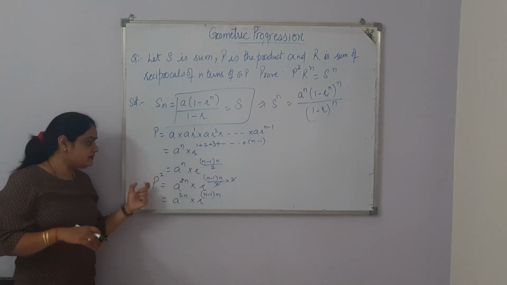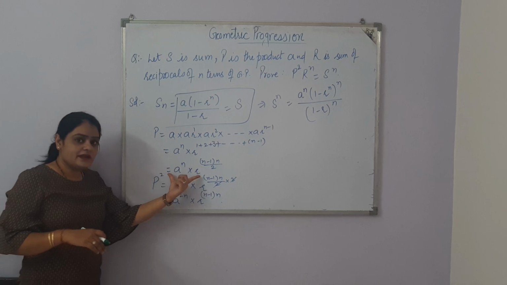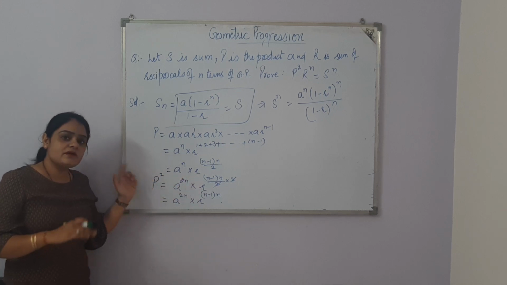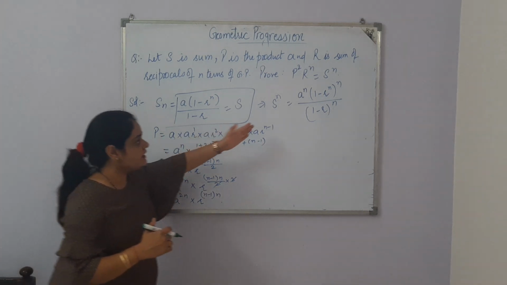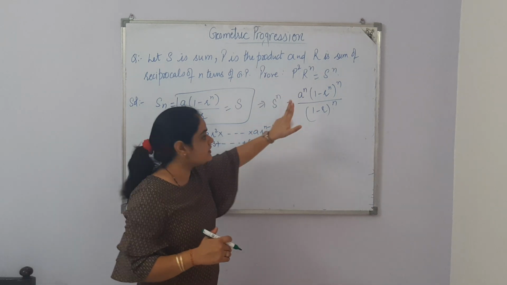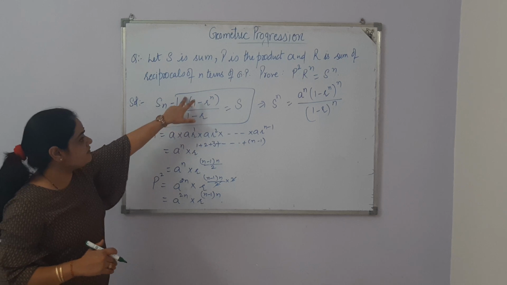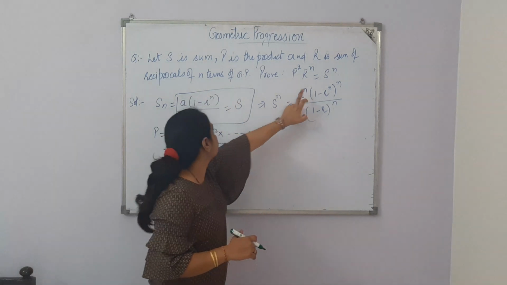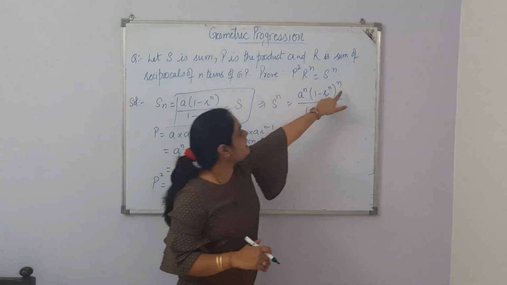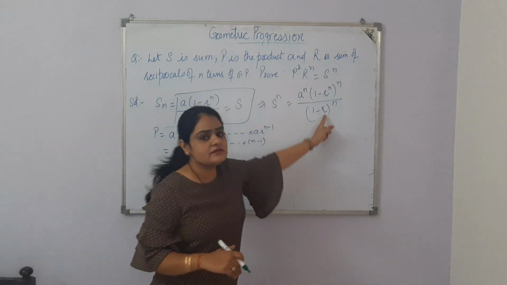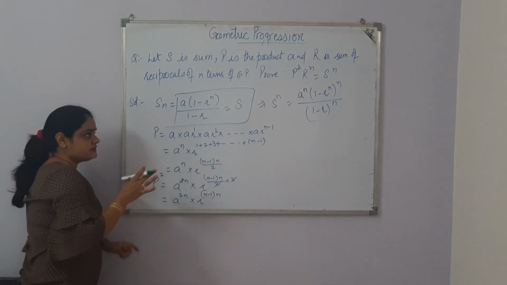Here what we did, we find the value of P and after that we do scaling. That means we take the power 2 on both sides. Similarly, we'll take the power n on both sides. S raised to power n, and here a's power is 1, so 1 into n is n. Here its whole power is n and here its whole power is n. Hope this step is clear to you.